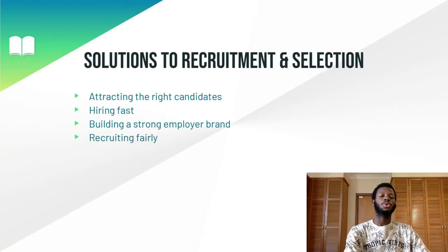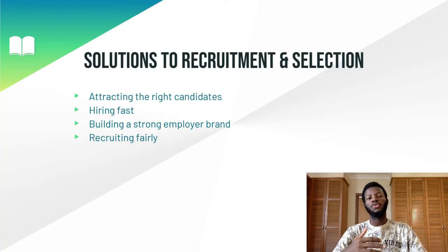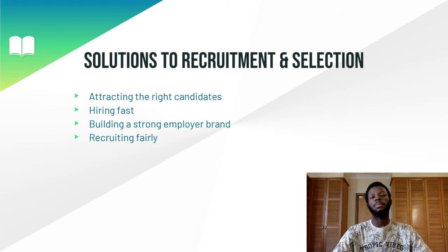So now let's look at some of the solutions that can help to solve this rising problem of recruitment. First one is attracting the right candidate. If you've ever tried to discover the right candidate in a pool of unqualified talent, you will know that your options are limited and you will choose the best person you can find at the time, not the best fit for the job.